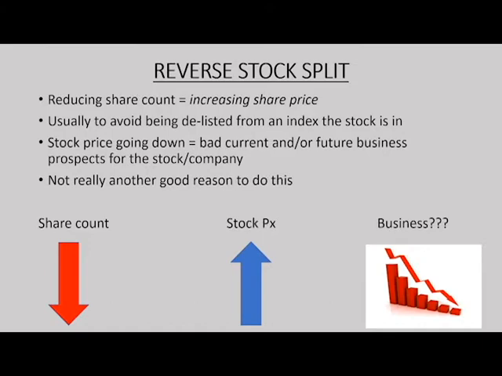They're trying to not be delisted from an index they're on. A lot of indexes have minimums of $5 or $1 per share requirement. So you can see as they drop towards $5 or below, they start to do the reverse stock splits to try to remain included in the index.